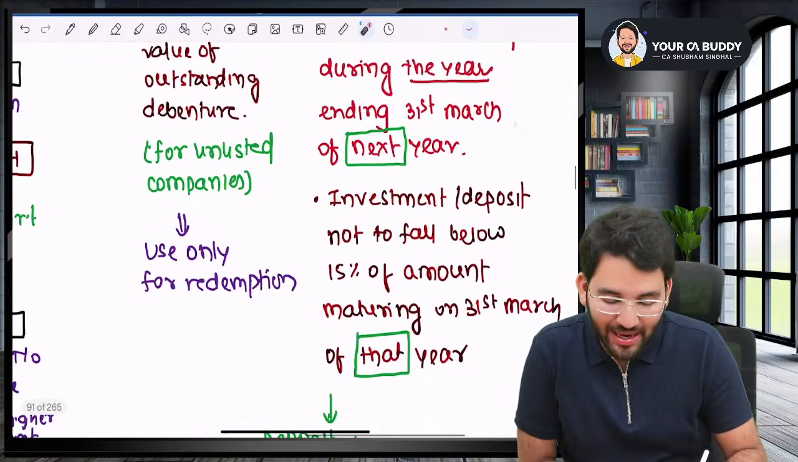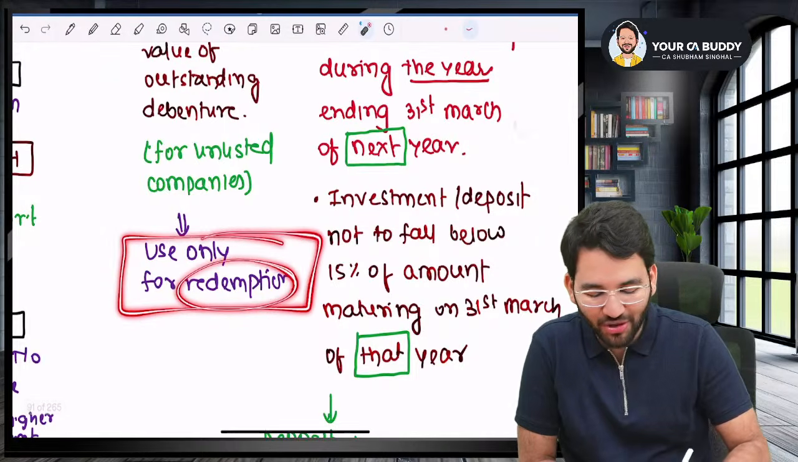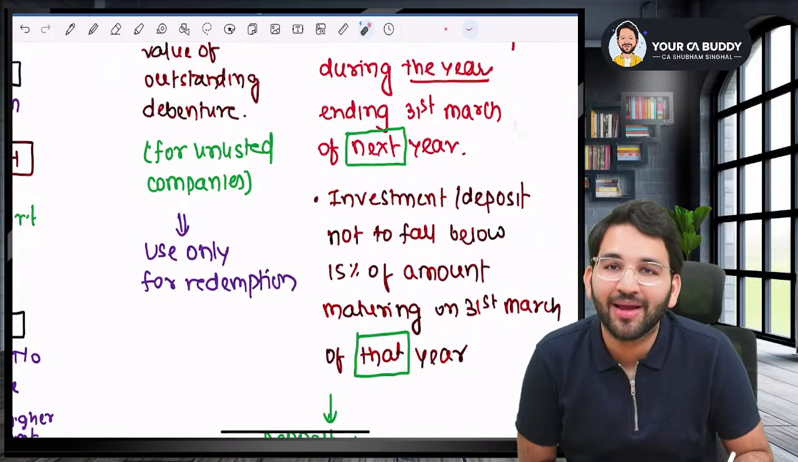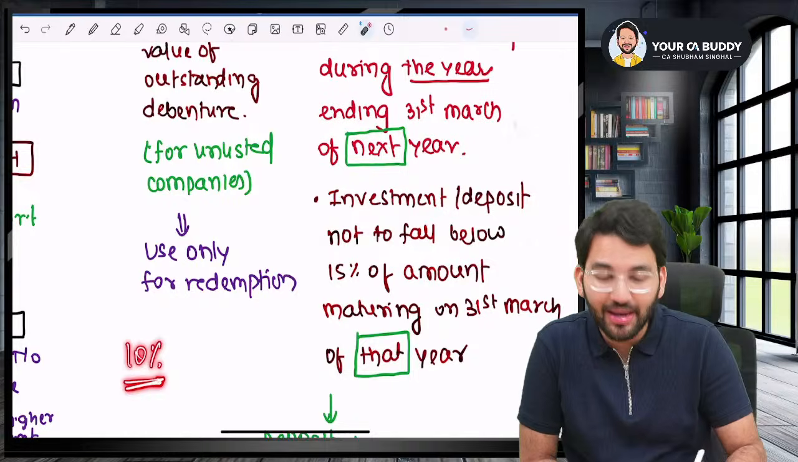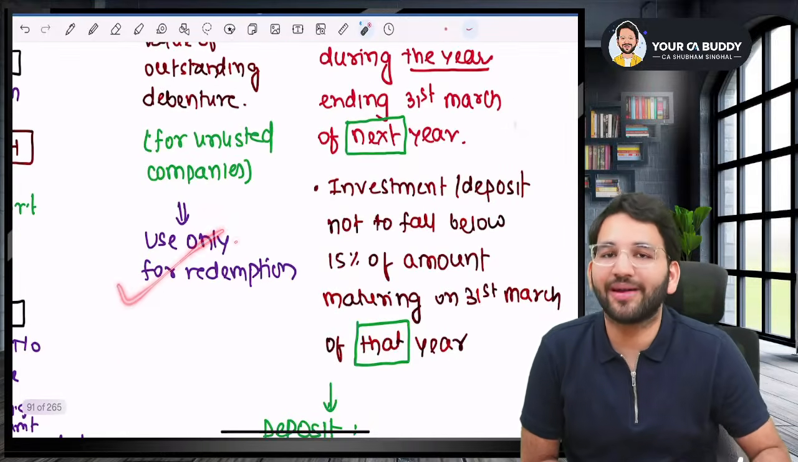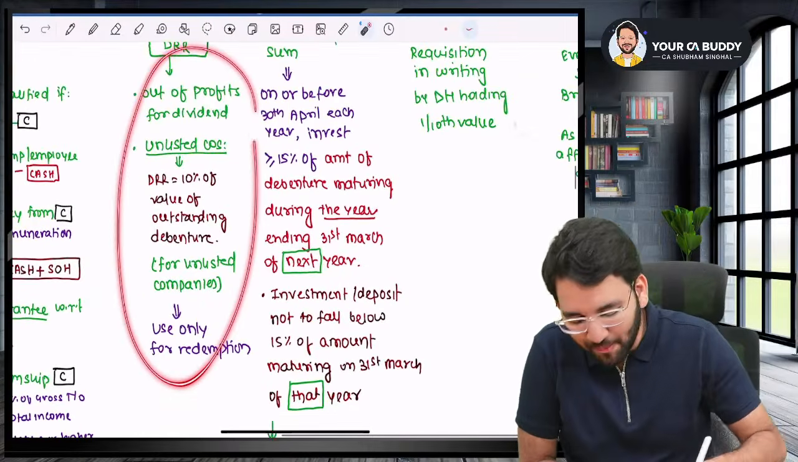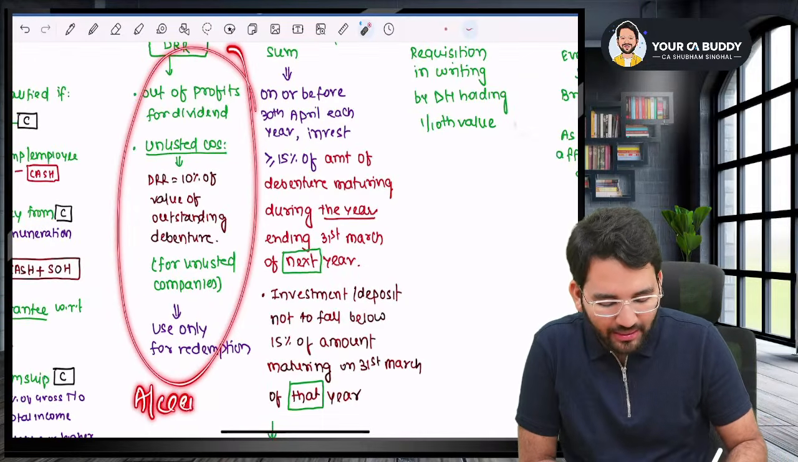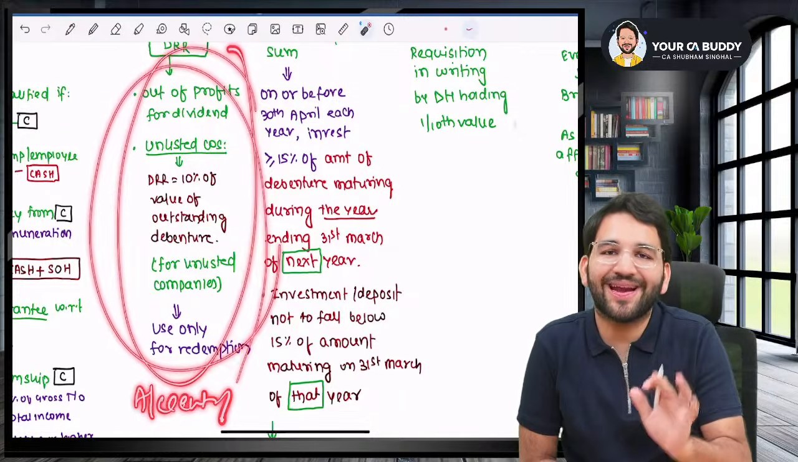What will be the use of DRR? It will only be used for redemption of debentures. So DRR is 10% usually created out of free reserves, out of profit for dividend, and it can be used for redemption only. So this is nothing but pure accounting entry, sir. Nothing to do with money. It is pure accounting entry.